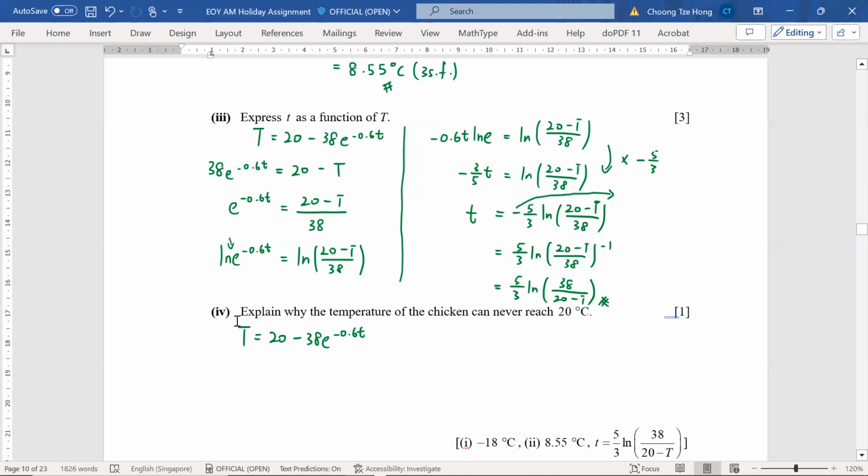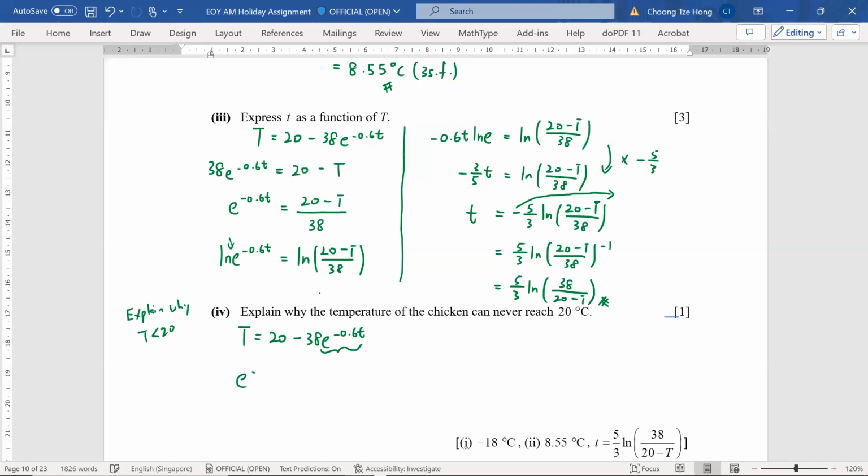In other words, if you rephrase this, they're asking you to explain why big T is less than 20, why it can never reach 20. The way to answer this kind of question is we always observe this exponential term. Just like for a quadratic equation in completing the square form, when you want to explain why it's always above the x-axis or completely below the x-axis, you always observe the square term. So for an exponential function, you always observe the exponential term.